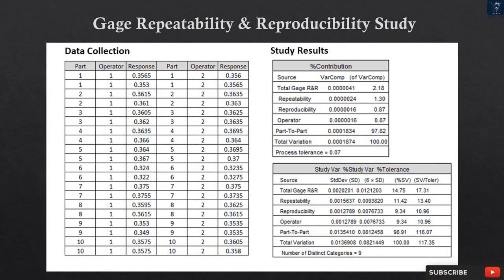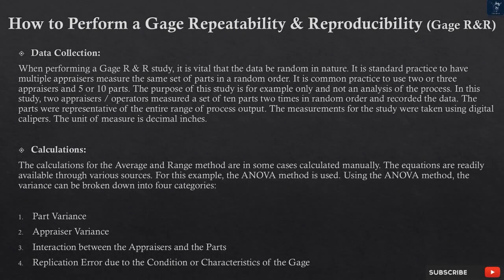Gauge Repeatability and Reproducibility Study. Data collection. When performing a Gage R&R study, it is vital that the data be random in nature. It is standard practice to have multiple appraisers measure the same set of parts in a random order. It is common practice to use 2 or 3 appraisers and 5 or 10 parts. The purpose of this study is for example only and not an analysis of the process.